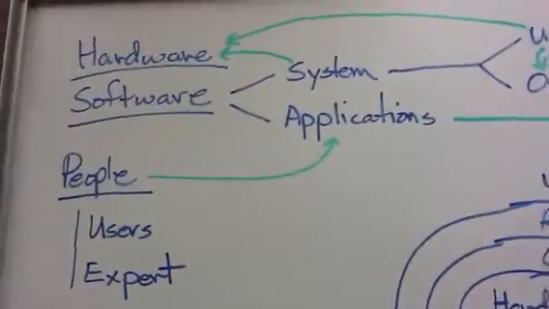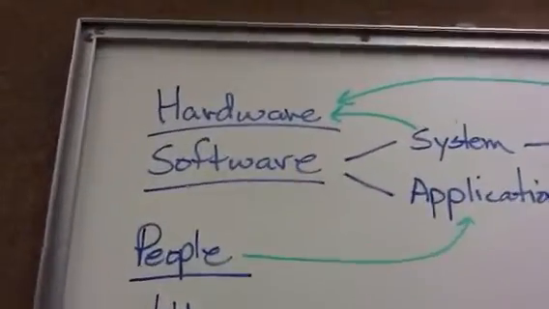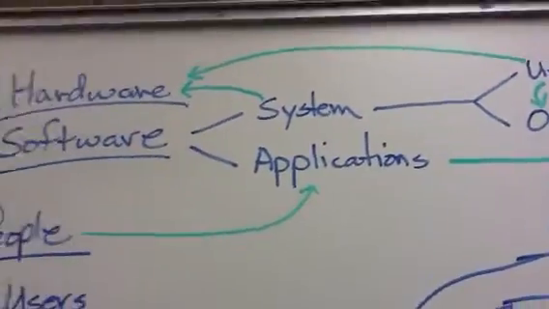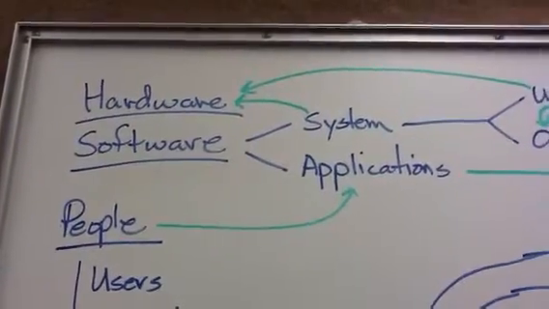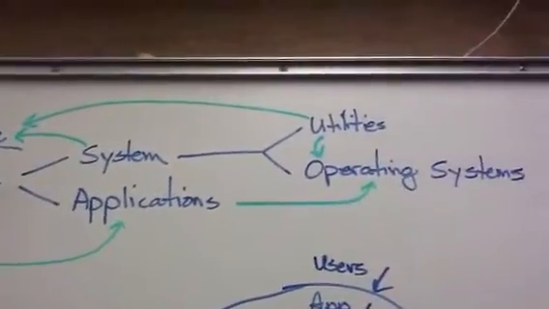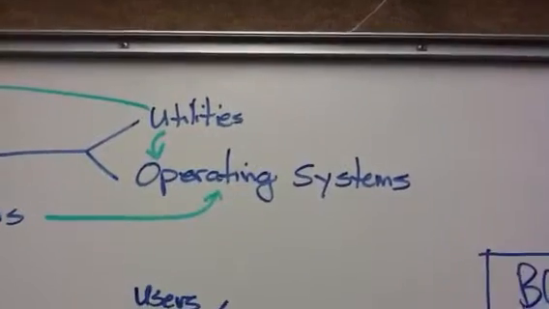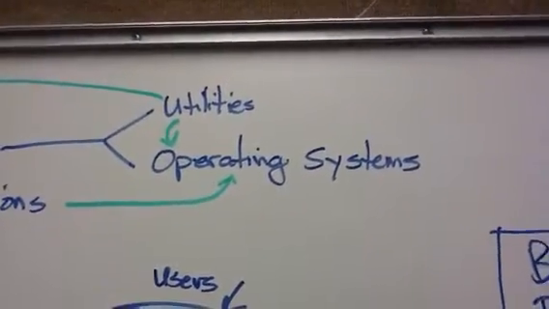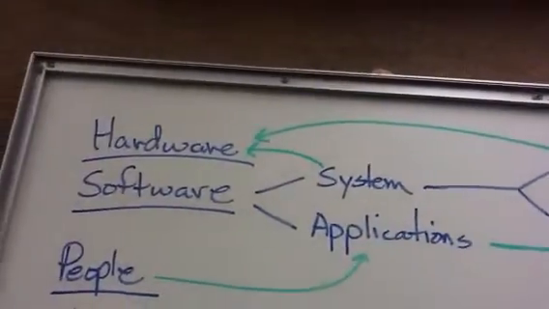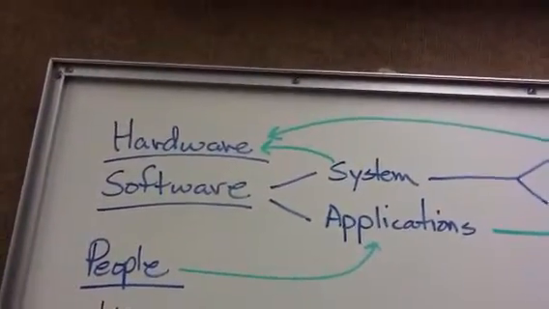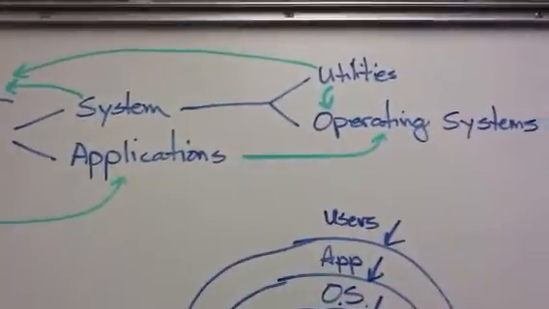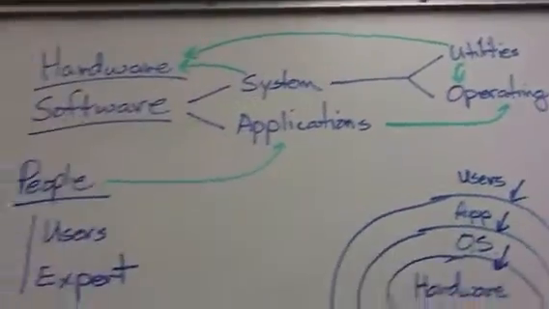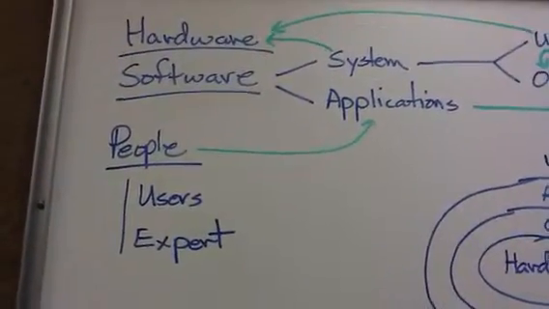So anyway, we reviewed. I'm going to go through this pretty quickly. We reviewed hardware, software, and people. Then we reviewed 2 different types of software, system and applications, and system can be split up into the operating system and utilities. Utilities work through the operating system and the hardware. And remember, system software primarily works with the hardware. The application works through the system software or the operating system. People work through the application.